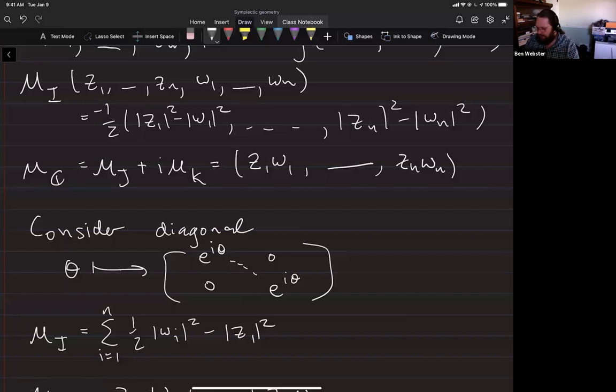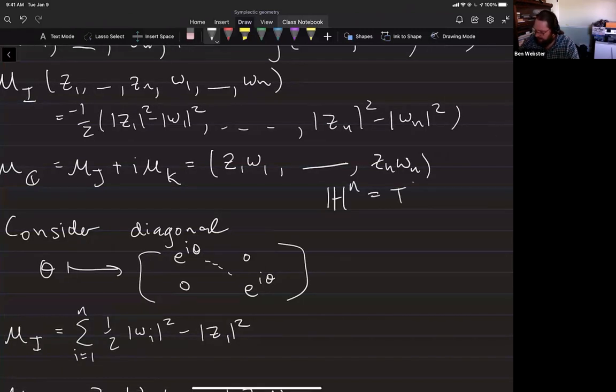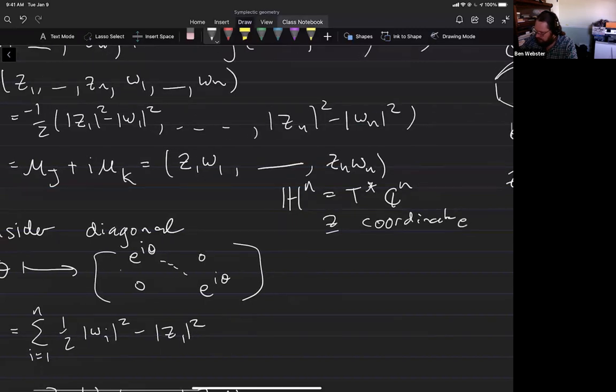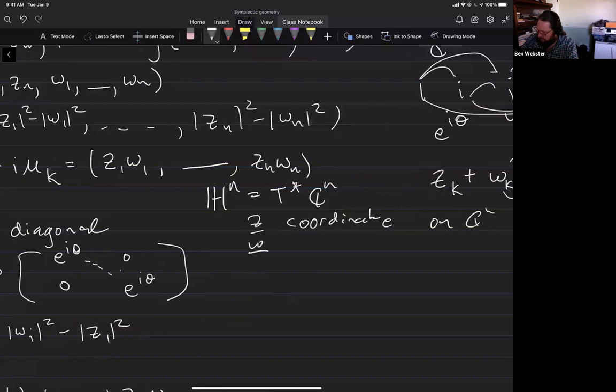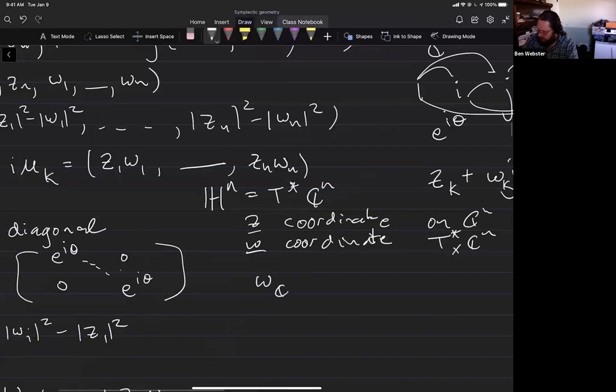You can also naively get this, or maybe not that naively, by thinking of H^n as T star C^n, with z being the coordinate on C^n and w being the coordinate on the cotangent fiber. And then mu_C is the tautological symplectic form. It's sort of the usual symplectic form. I think it was actually the canonical symplectic form.